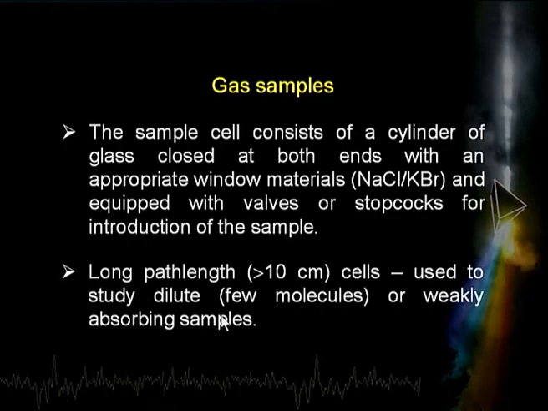Typically for gas samples we use large path lengths. The reason is that the gaseous sample may be dilute, or the sample may not absorb very strongly, so we take recourse to a larger path length. That means we have a long container with two windows, and when we put the sample in, because of the large path length, the radiation meets a lot of molecules on the way and I can get a reasonably good spectrum.